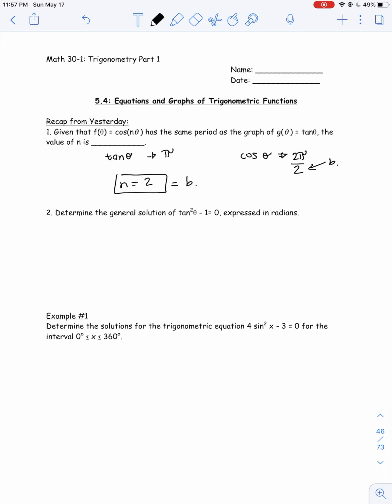Our next question, they want the general solution for tan squared theta minus 1 equals 0. So we need to solve for tan squared theta first by moving the negative 1 over to become positive 1. And then we're going to square root both sides, but what we need to remember is that tan theta could be positive or negative 1. So our next step would be to find what theta is equal to.